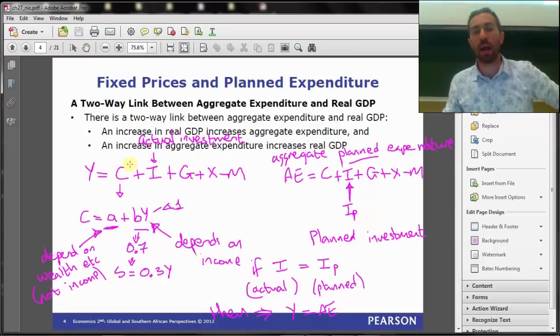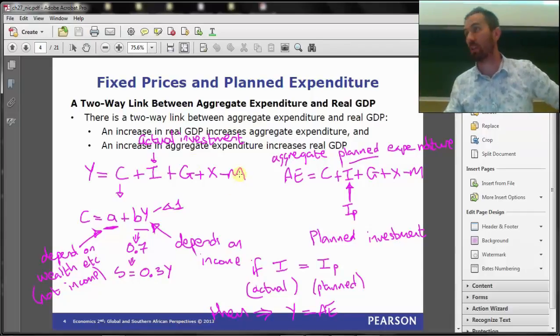However, if I change C, like let's say A increases, if A increases, C increases. If C increases, Y increases. But if Y increases, C increases. So C is an endogenous variable. A change in Y also affects C.